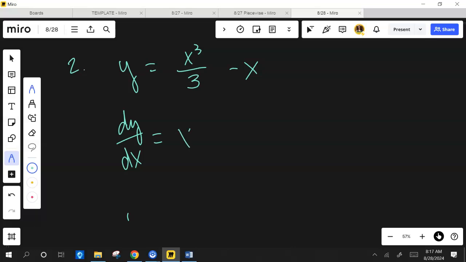Number 2. These are actually quicker than what you think they're going to be. X cubed over 3. I bet the over 3 is what throws you. Over 3 is just like 1/3, yes? All right, so this is just power rule. What's 3 times 1/3? 1. 3 minus 1 is 2, so x squared. Minus, power rule again. That's it.